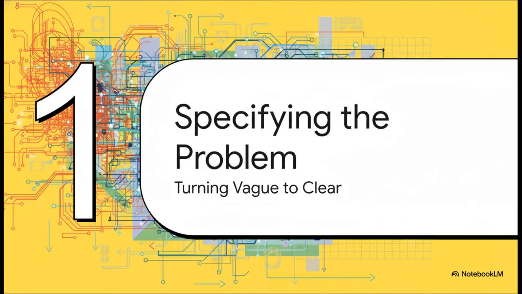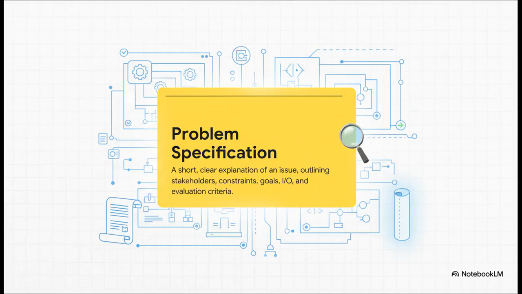Before you can even think about writing a single line of code, before you design any solution, you have to do the single most critical job of all. You have to understand and define the problem with perfect clarity. We've got to turn that vague mess into a precise map. And that brings us to our first key term, and it is a big one: problem specification.